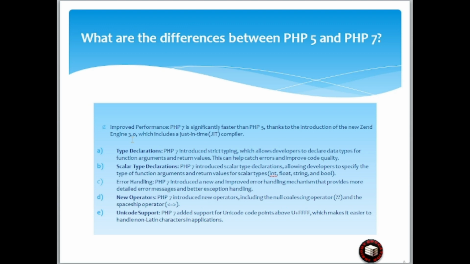Next, what are the differences between PHP 5 and PHP 7? Type declaration. PHP 7 introduced strict typing, which allows developers to declare data types for function arguments and return values. This can help catch errors and improve code quality. Scalar type declaration. PHP 7 introduced scalar type declaration, allowing developers to specify the type of function arguments and return values for scalar types: int, float, string, and bool.